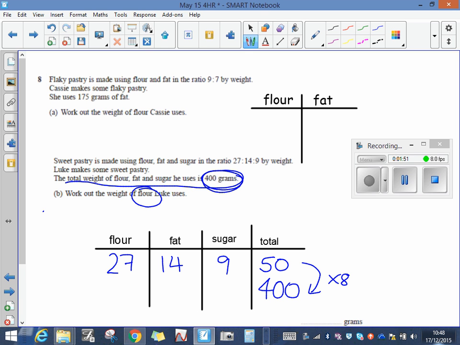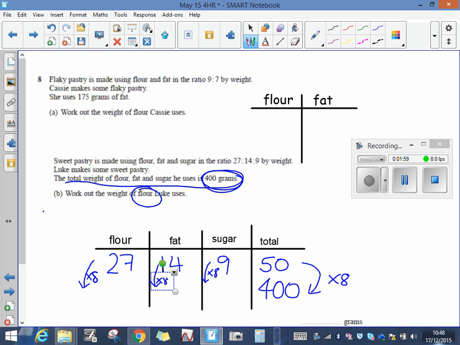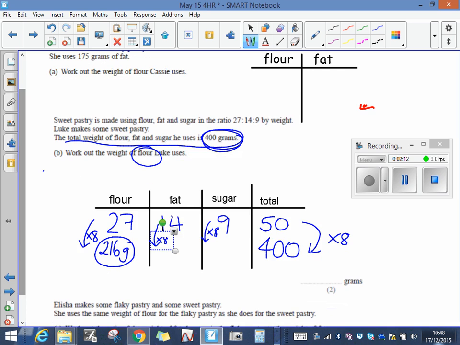So the weight of flour that he is going to use, all of these quantities are also going to be multiplied by 8, multiplied by 8, multiplied by 8, but the only one that we're interested in is flour, and if we do 27 times 8, we get 216 grams. So the amount of flour that he's going to use is 216 grams.